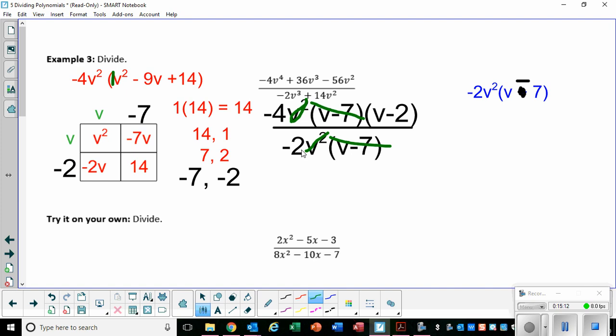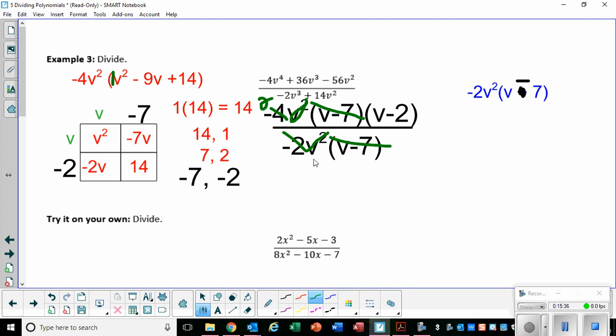-4 and -2 are divisible. Okay, I would be left with a 2 up here. All right, so that's what I'm left with. The whole bottom is canceled out. What I'm left with is 2, okay, because I simplified the -4 over -2.